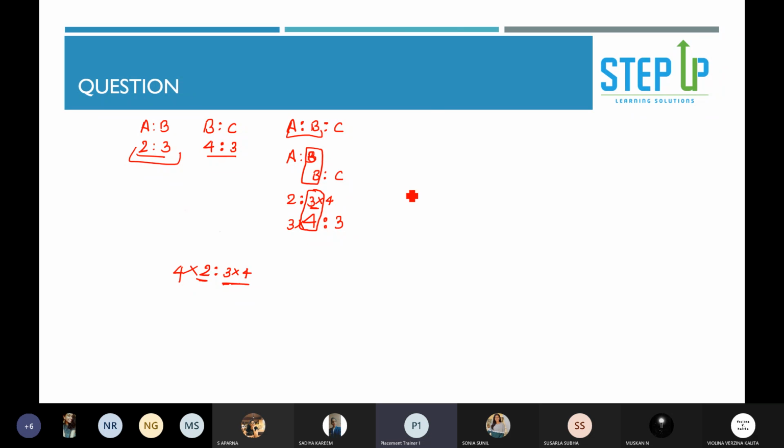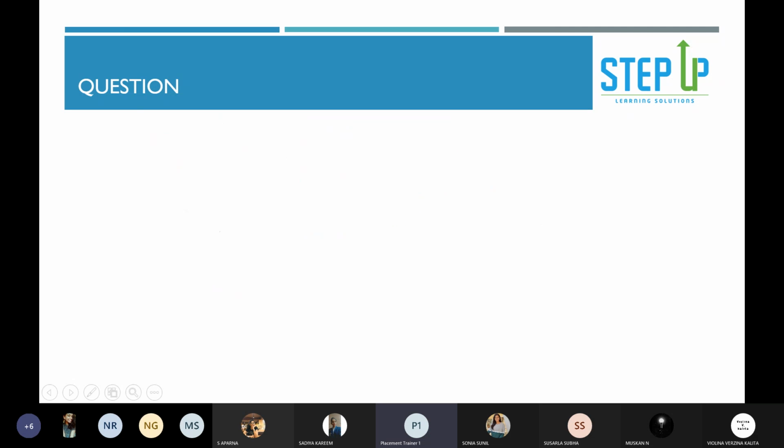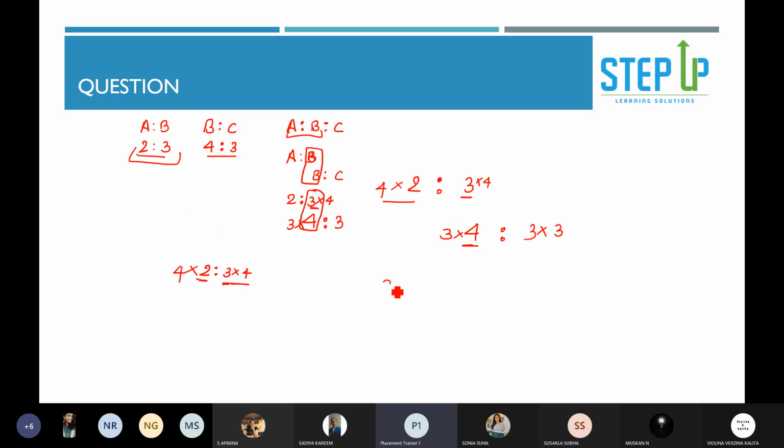Now, what I'm doing, 2 is to 3 and 4 is to 3 is given. So this 4 I'm multiplying everywhere. This 3 I'm multiplying to every number. Did you understand? I'll tell you one more easier way. So what will happen? This will give you 8 is to 12 is to 9. 8, 12 and 9. So now check.